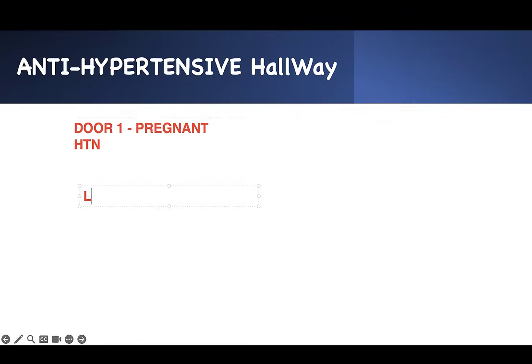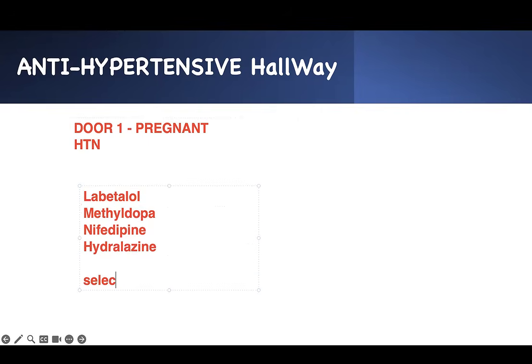Write this down. Number one, labetalol. Don't forget, it's the most common antihypertensive you can use. Number two, methyldopa. Number three, nifedipine. There are four of them, and then diuretics. These are key. I will also put selective beta blockers, but you have to pay attention: not all of them, but know that selective beta blockers are very good for door one, your first patient, a pregnant patient who has hypertension.